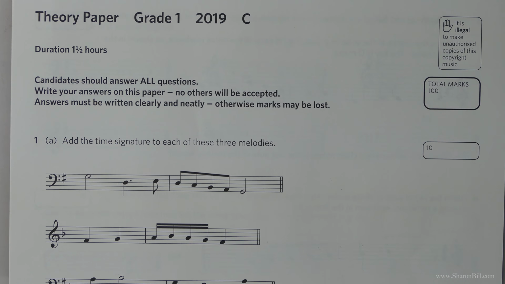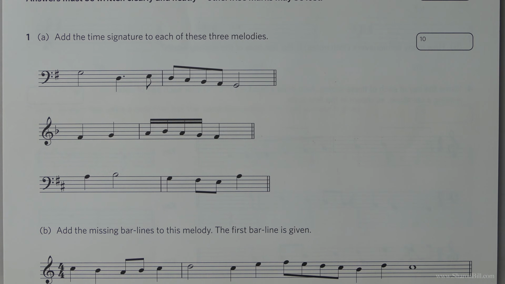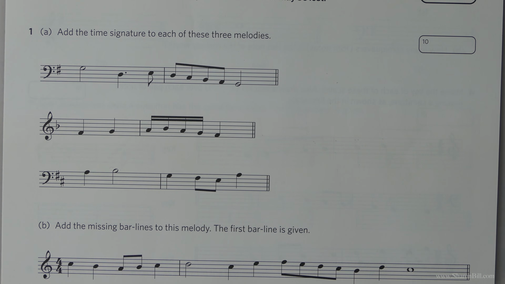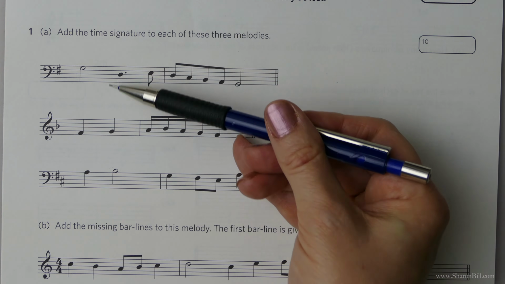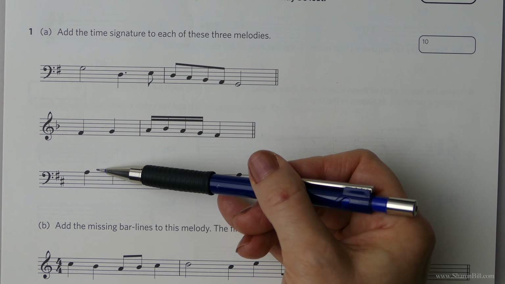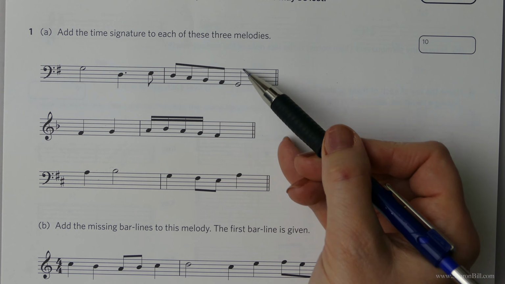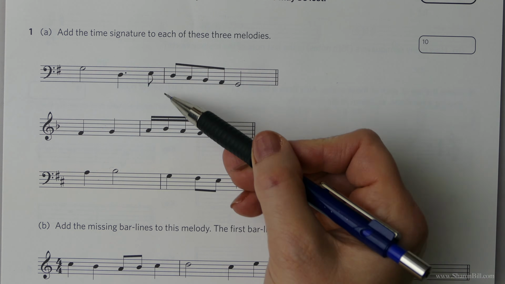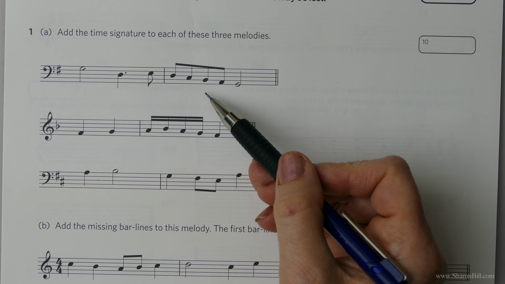And so now, hoping that you've done that, we'll check these through together. We're going to look at question 1, where we need to add the time signature to each of these 3 melodies. 3 different melodies requiring 3 separate time signatures. So we need to decide how many beats there are per bar. Perhaps this is the bar which is easiest to figure out first of all. So we're finding out how many crotchet beats or quarter notes there are to each bar.